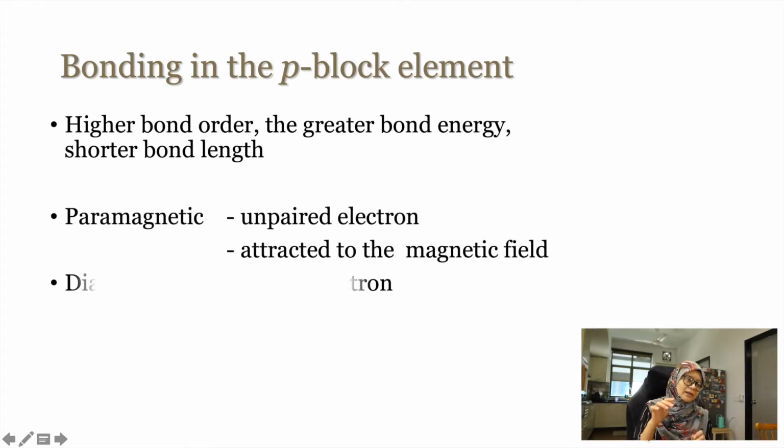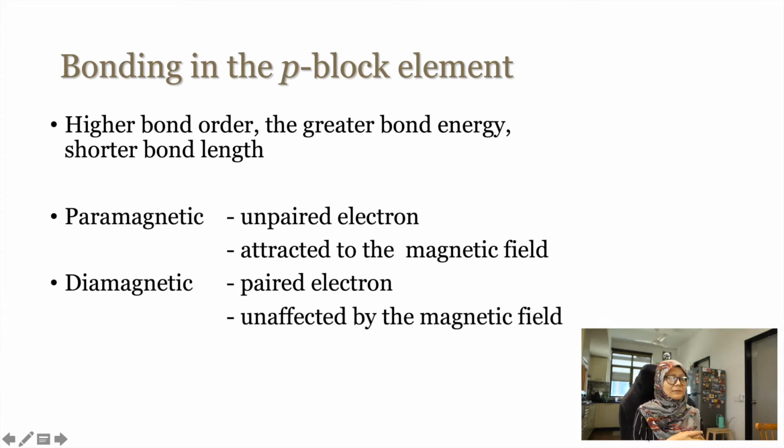For the bonding in the p block elements, the higher the bond order, the greater the bond energy and also the shorter the bond length. In previous part 4, we discussed HOMO and also LUMO. Now we have two kinds of magnetism: the first is paramagnetic, and the second is diamagnetic.